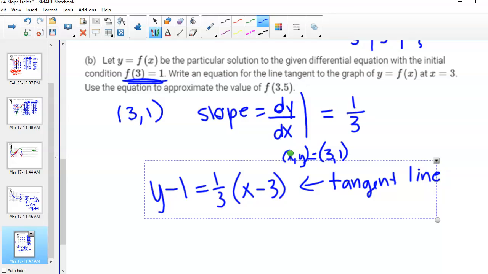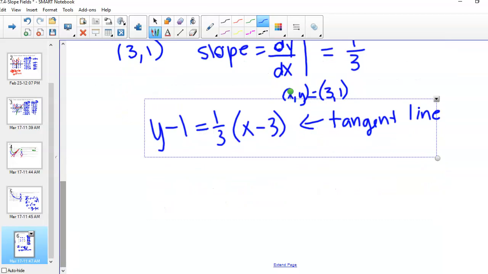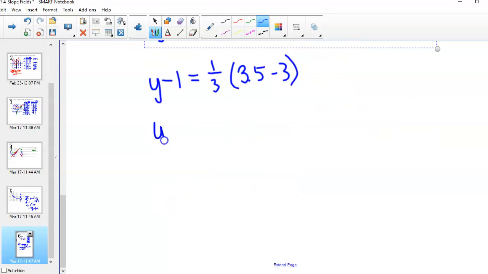And then if we want to use that tangent line to approximate f of 3.5, we're just going to plug 3.5 into this tangent line for our x. So we would have y minus 1 would equal 1/3 times 3.5 minus 3. And that is going to be y minus 1 equals 1/3 times 0.5, which is also 1/2.